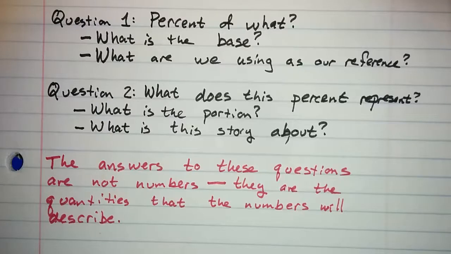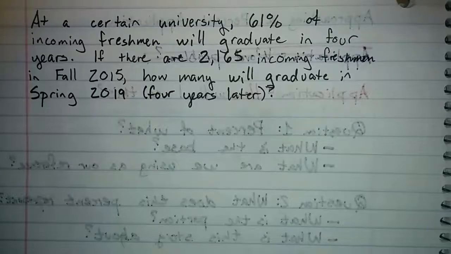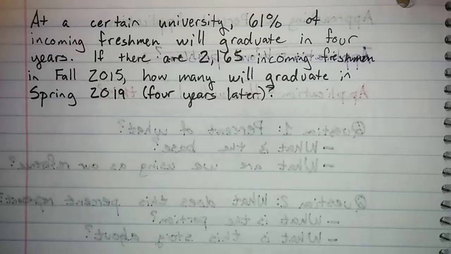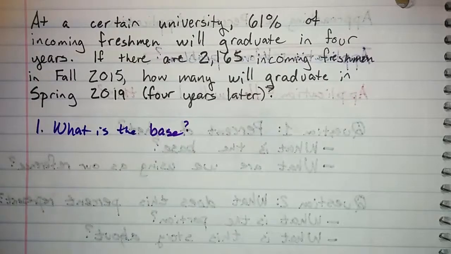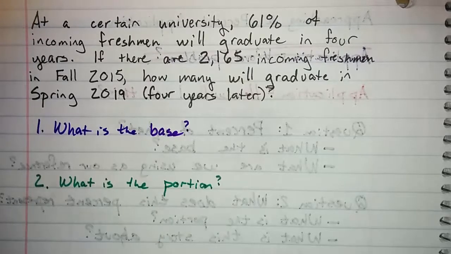Let's see a simple example where everything is right there in the story. Suppose we know that at a certain university, 61% of incoming freshmen will graduate in 4 years. If there are 2,165 incoming freshmen in fall 2015, how many will graduate in spring 2019, that is, 4 years later? So we need to answer those two important questions. We need to decide what is the base, that is, what is this a percent of, and what is the portion, that is, what does this percent represent?